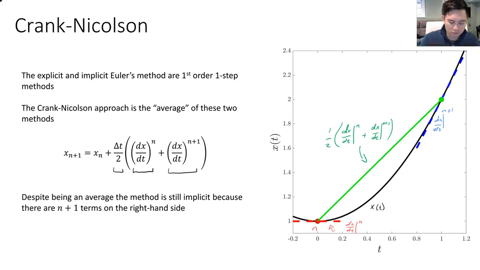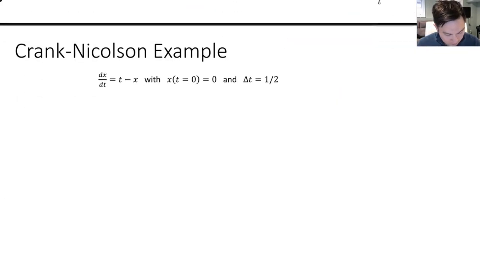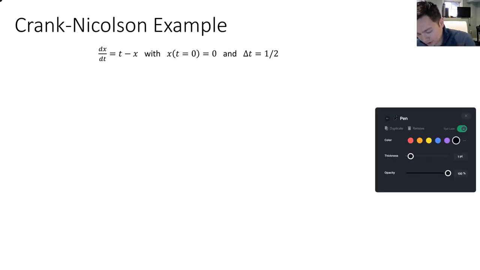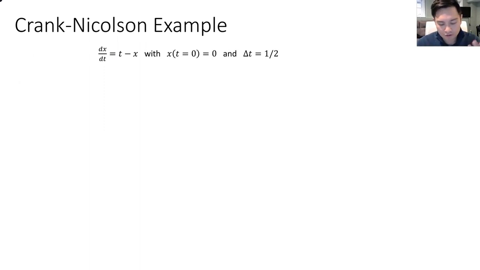So, despite us using an explicit and implicit scheme, because we have our n plus 1 values contained in this approximation of our dx dt, our method is still going to be implicit. It's still going to require us to rearrange the equation so that we can isolate our x n plus 1 terms on the left-hand side. Let's go ahead and take a look at an example of this. Simple example, dx dt is equal to t minus x. Our initial condition is x at t equals 0 is equal to 0. We're going to take two time steps with a value of delta t equal to a half.